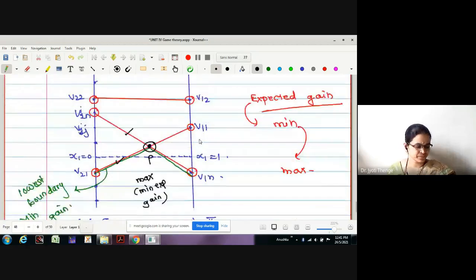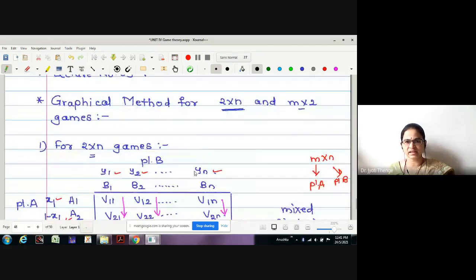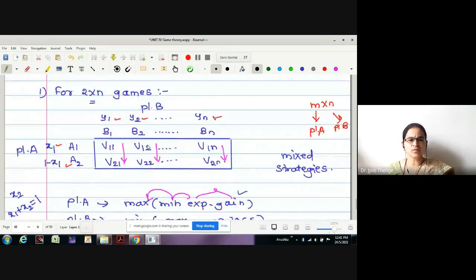Okay. Shall I take one example on this? For 2 by n games. For m by 2, we'll take it in the next lecture. We will go for 2 by n games, graphical method for 2 by n games only. Okay? Understood the idea what to do?